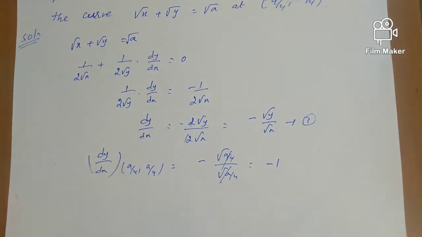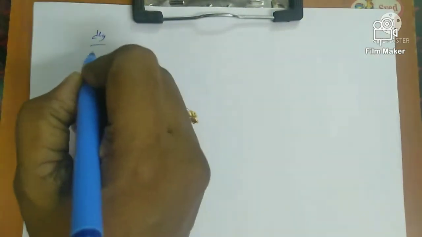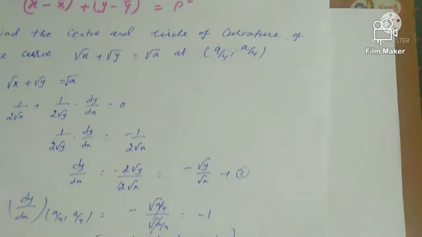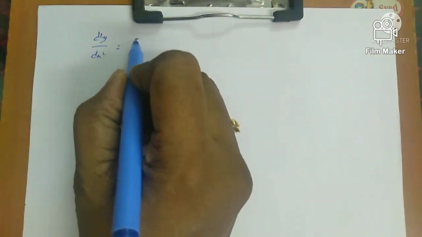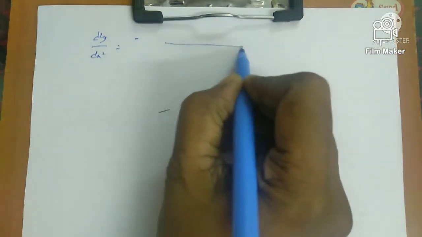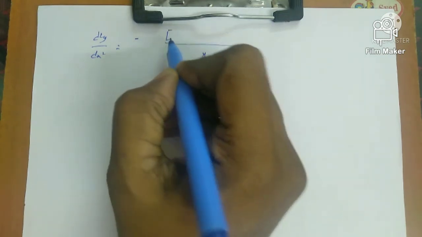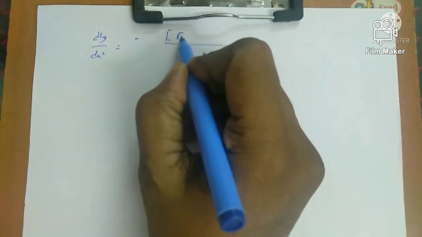Now we are going to find the second derivative, that is d square y by dx square. So d square y by dx square, we have to apply the u by v formula, because here we are getting root y by root x. So we have to apply the u by v formula. So we can keep the minus as it is, divided by v square, that means root x square is x. Then we have to keep the root x as it is.